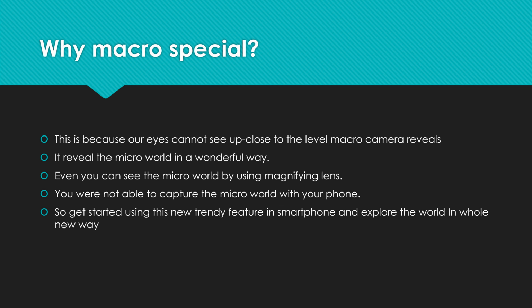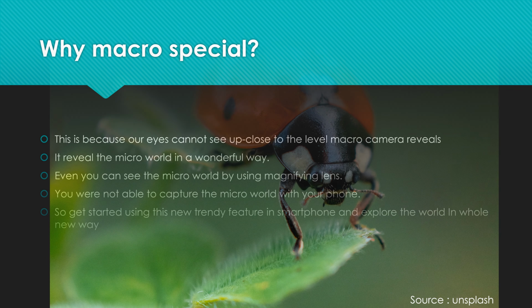Why is macro special? This is because our eyes cannot see up close to the level a macro camera reveals. It reveals the micro world in a wonderful way. Even though you can see the micro world by using a magnifying lens, you are not able to capture it with your phone. So get started using this new trendy feature in smartphones and explore the world in a whole new way.